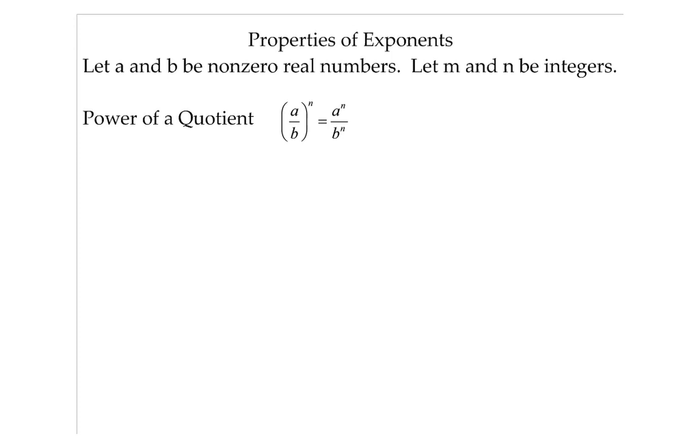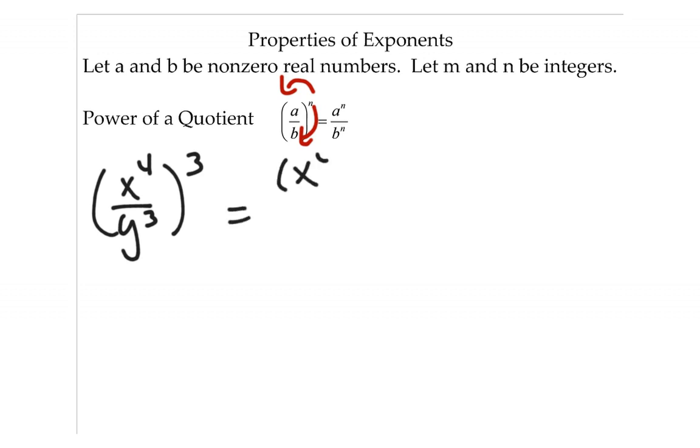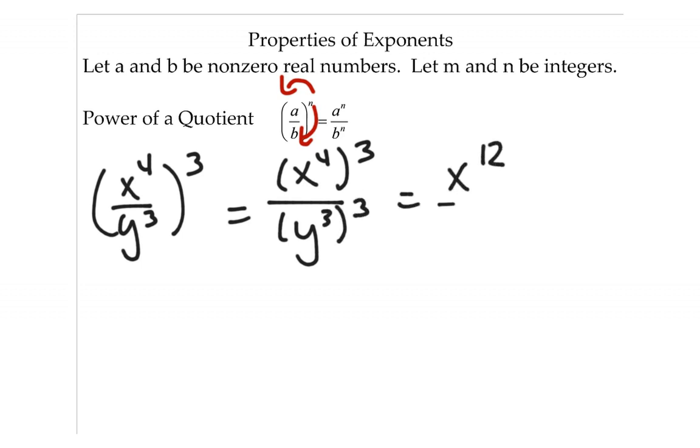The last property that we have is power of a quotient, which says if we have a quotient, we're raising it to a power. Again, it's kind of like we distribute that power. An example of this might be x to the 4th divided by y to the 3rd. Again, we're going to cube that. So effectively, it's like we take x to the 4th and cube it, and we take y to the 3rd and cube it, which gives me x to the 12th over y to the 9th. Again, this middle step here, you don't have to write out. I'm showing you where it comes from.